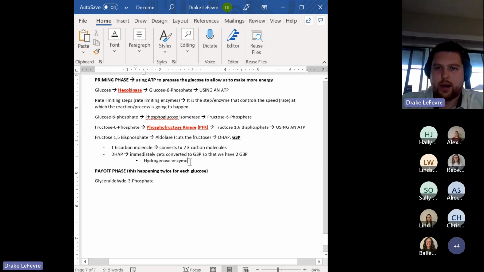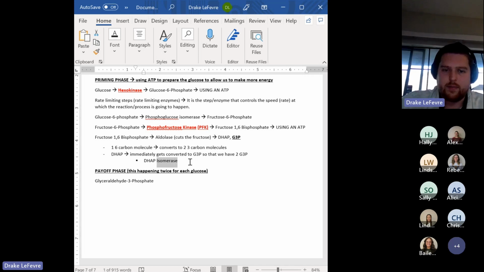Oh, real quick, I messed up. This is not a hydrogenase. This is an isomerase enzyme. It's a DHAP isomerase. My mistake.